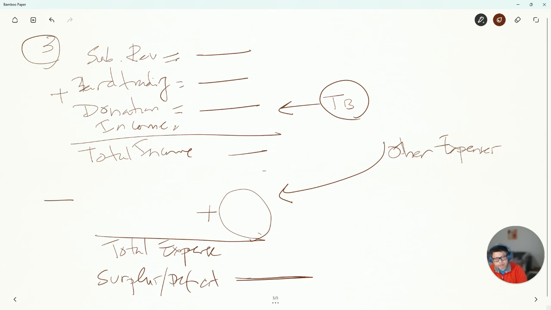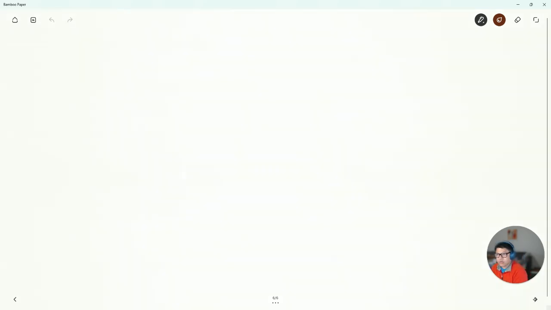Remember, this is a key figure you need to carry forward to the balance sheet. In a commercial organization it is retained earnings, which we call RE in the profit center. But here we call it accumulated funds. So the last step is we're going to prepare the statement of assets and liabilities.